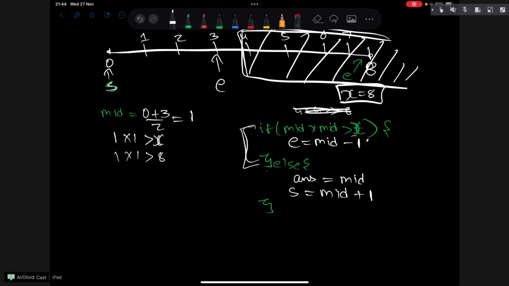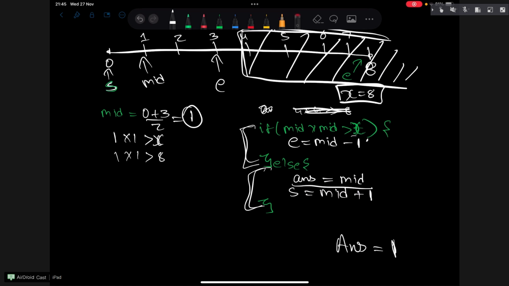In that case, we will go to the else part of this block. Okay, so we will update the answer. So let's say the answer was initialized as 0 initially before the loop. The answer will be updated to mid. What is mid? Mid is pointing at 1. So the answer is going to be 1. Okay, potential answer.